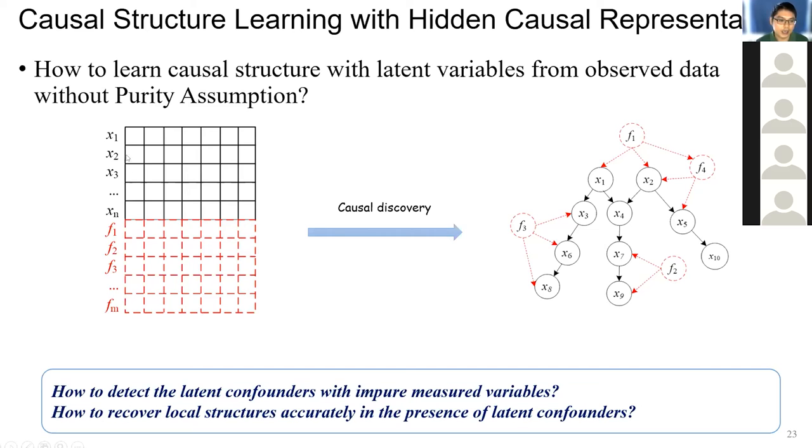Specifically, the black lines in the left figure represent the data of measured variables x1 to xm, and the red lines represent the data of the latent variables f1 to fm. How do we use causal discovery to learn the causal diagram from the observed data? This problem raises two challenges. The first is how to detect the latent confounders with impure measured variables. The second is how to recover local structures accurately in the presence of latent confounders.